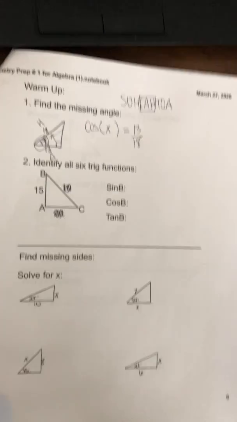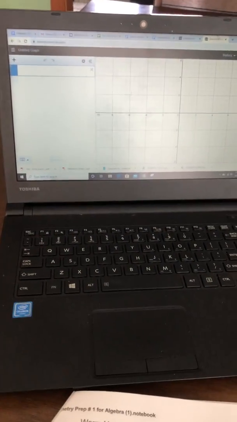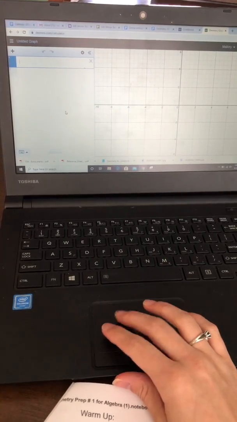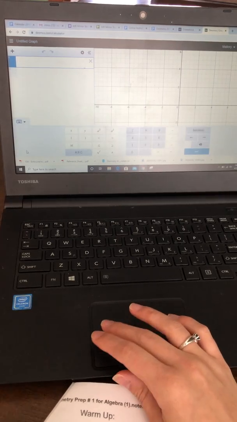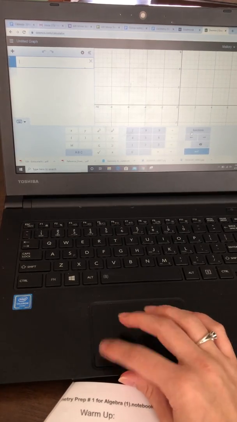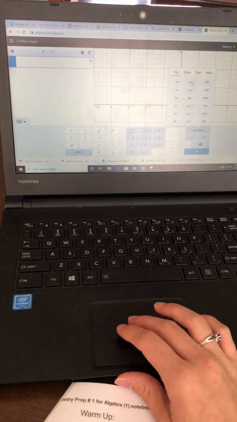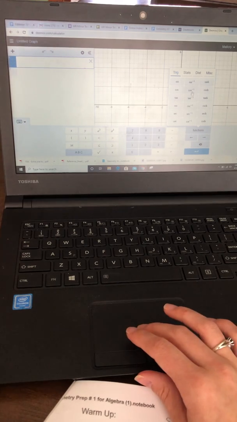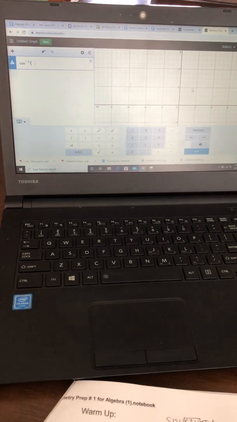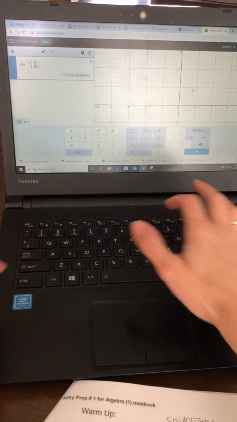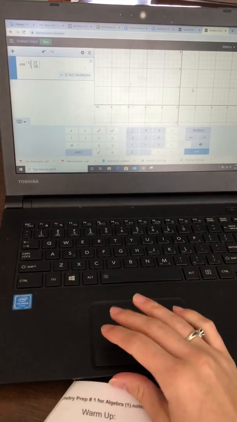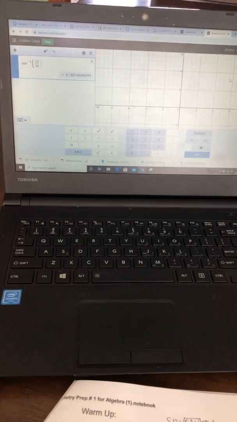Now, you use Desmos to put that into your calculator. And if you remember, you have to go down to your keyboard under Functions and under Trig. Now, when you're solving for a missing angle, you have to click the one with the -1 next to it. So I'm going to click on cosine of -1, and then I'm going to type in that fraction, 13 over 18.